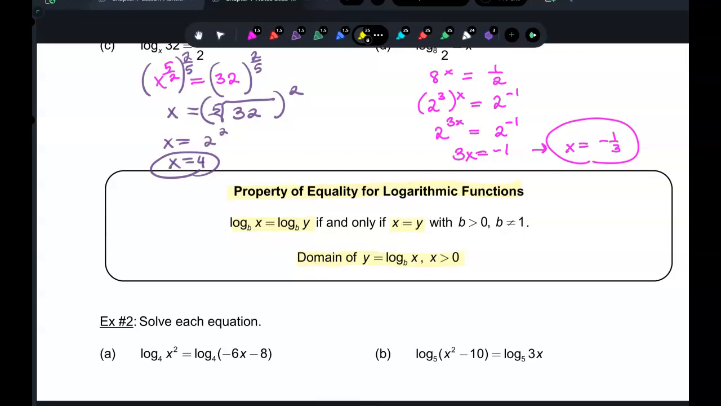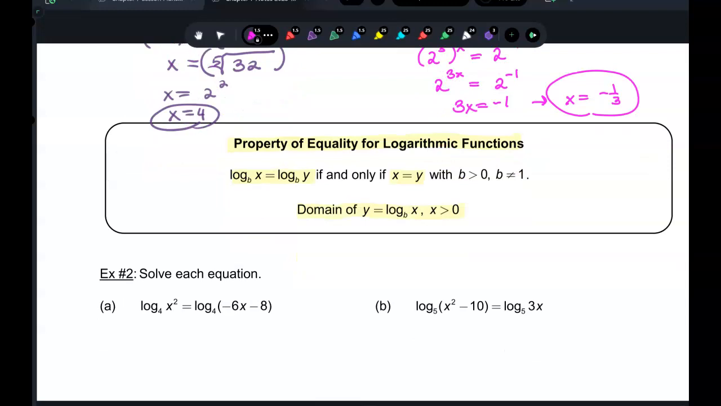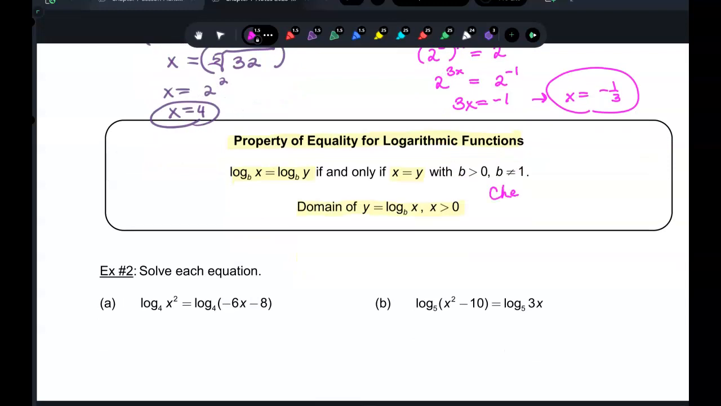One quick note, the domain for logarithms has to be positive. So sometimes when we solve, if we get a negative number and we plug it back in, you can't have a logarithm of a negative or a logarithm of 0. So we have to check our answers.